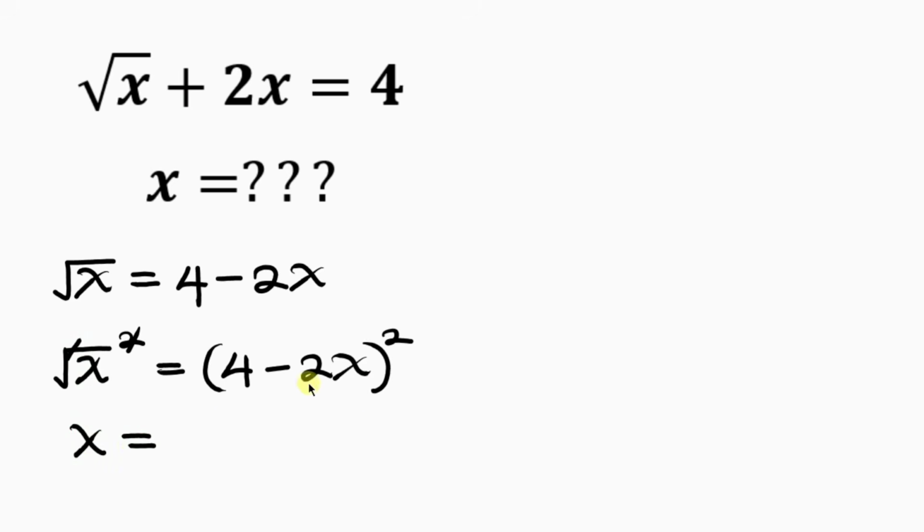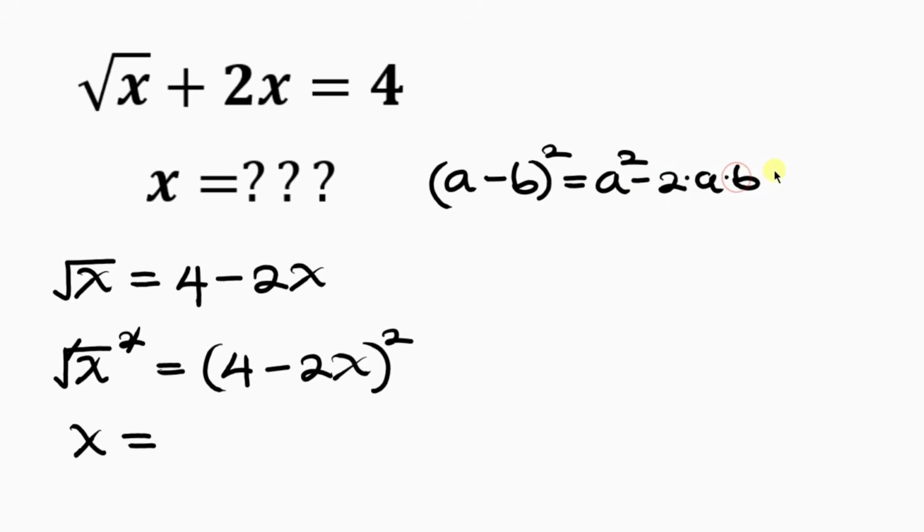Now the right-hand side is of this form. Let me write it here: a minus b all squared. And this can be expanded as a squared minus 2 times a times b plus b squared. Now we're going to be expanding this like this. But if we have to compare, you see that our a represents this 4, and then our b represents 2x. So b represents 2x.